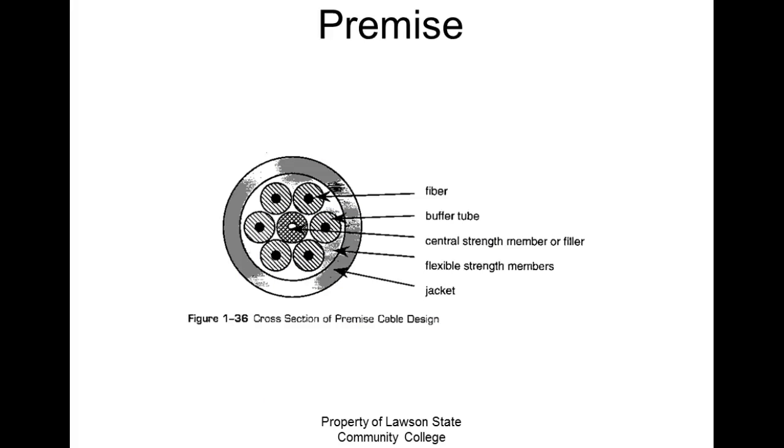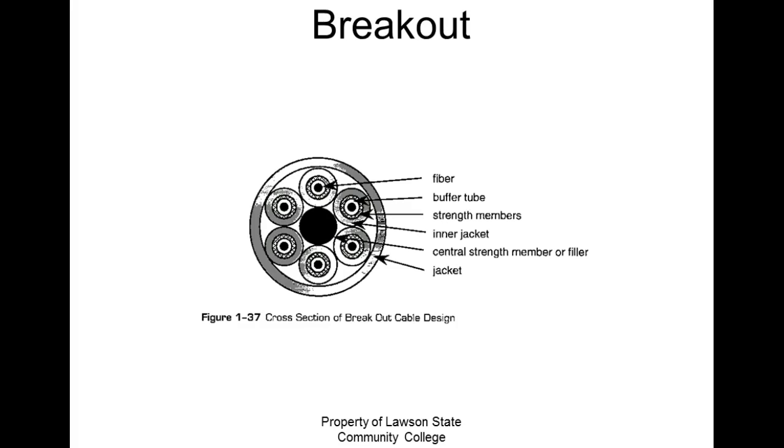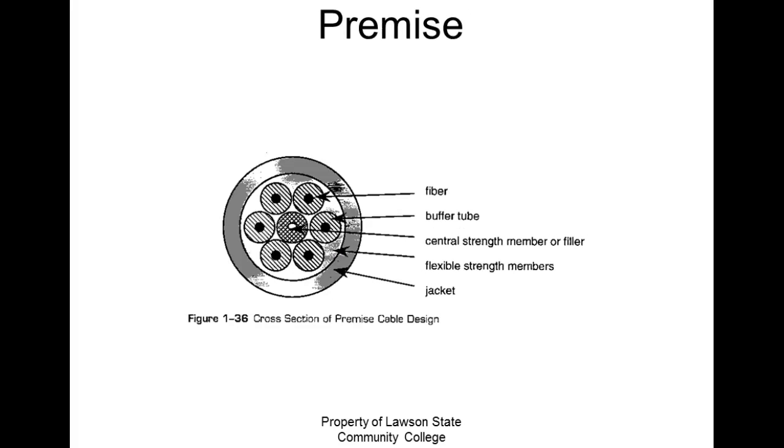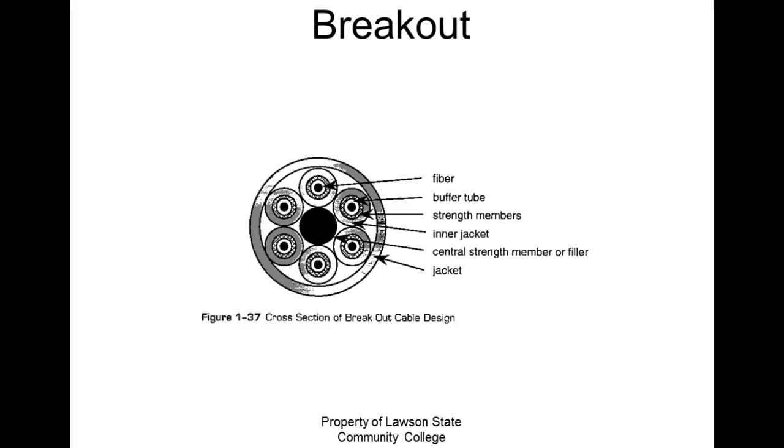Premise cable. Now we have some of this, but it's in a spool over there. Ours is what we call a multi-breakout. So we have a premise cable. This is designed to be run inside the premises. And what we have is a single fiber, and then we have the buffer tube. Then we have a central strength member, which is usually a fiberglass rod or a metal rod running down here, a flexible strength member, and then we have the outer jacket.